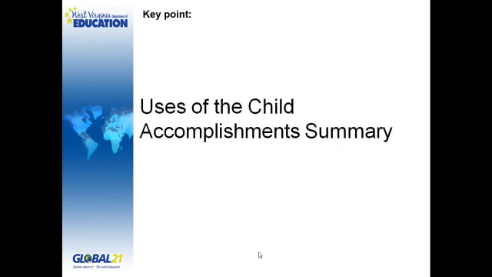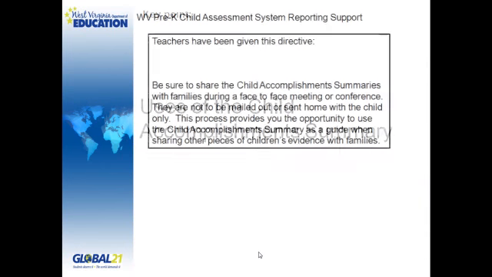I do want to touch briefly on the uses of the Child Accomplishment Summary as well. This is the family form, the family reporting mechanism that we ask you share to articulate developmental progress to families, along with evidence that teachers have collected based on the formative assessment process. So we've asked teachers to make sure that they share the Child Accomplishment Summary during a face-to-face meeting or conference. They're not to be mailed out or sent home with the child only.